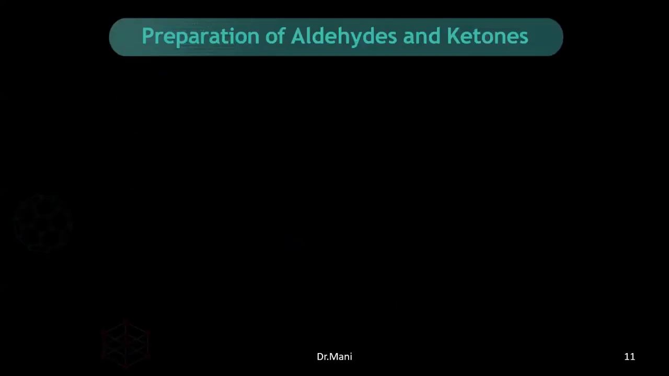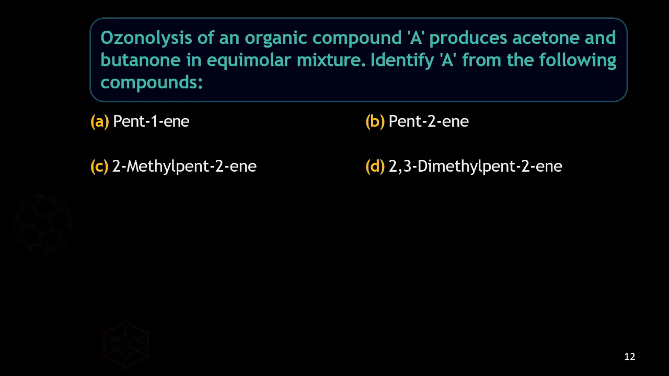So next one. So tell me, what is the answer? Ozonolysis of an organic compound A produces acetone and butanone in an equimolar mixture. Identify A from the following compounds.